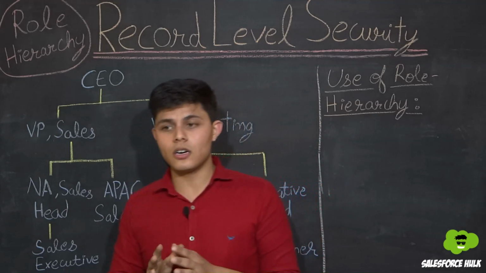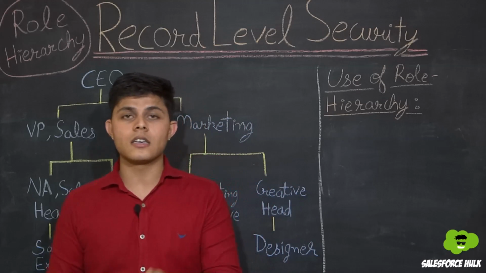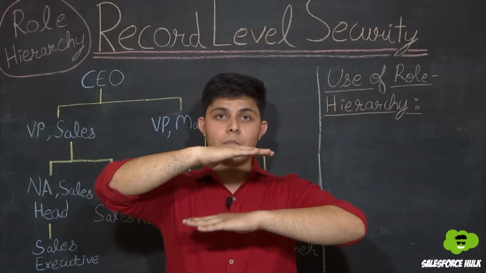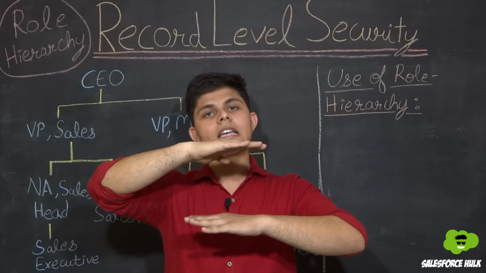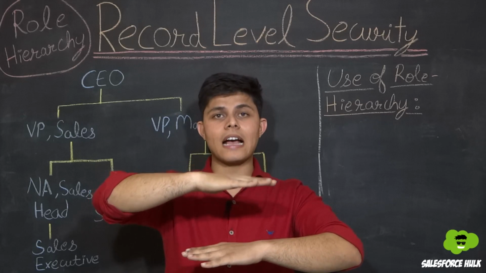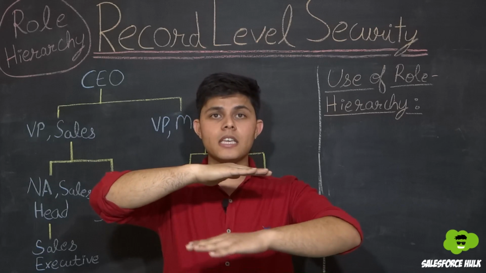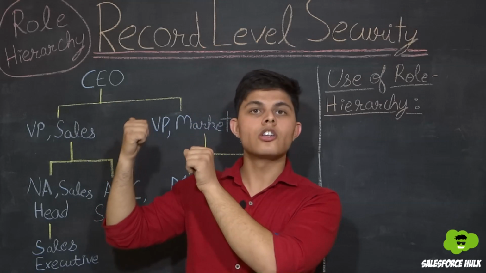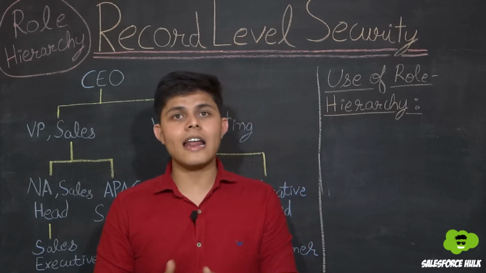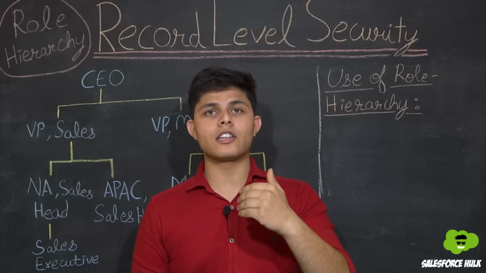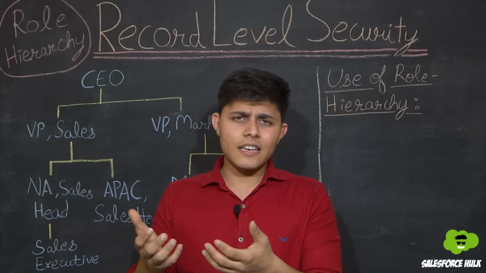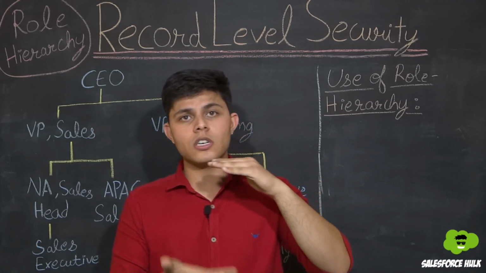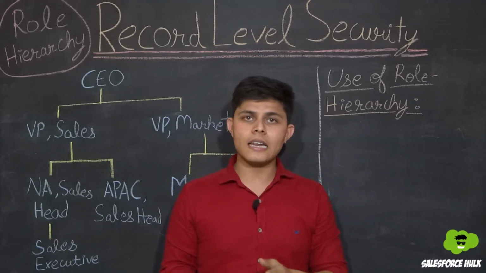So this is the basic use of role hierarchies. Say there's an A role and a B role, and A is the manager of B. In that situation, A role will be able to access the data which B role owns or has access to, just because of role hierarchies. So using role hierarchies, we can open up access for managers to the data owned by or shared with the users below them in the role hierarchy.